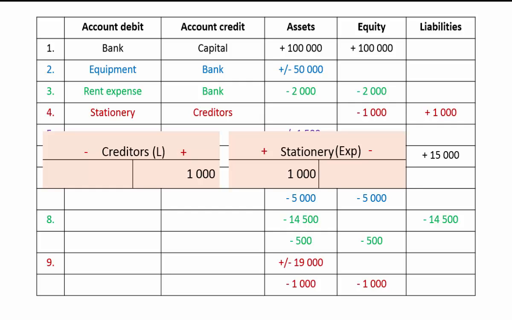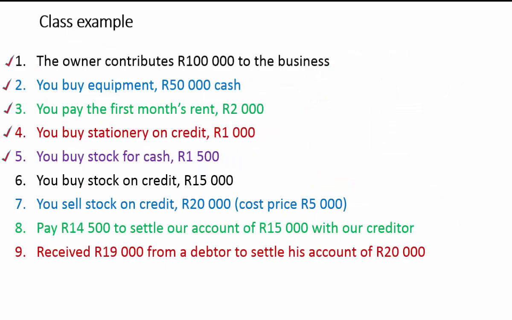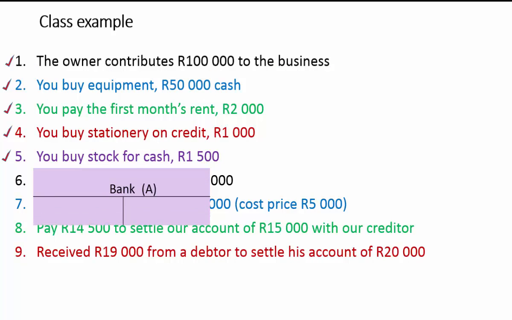Filling this in on the accounting equation table, we have credited our creditors and debited our stationery. Once again, like in number 2 and 3, we have debited what we've bought. This time we haven't credited the bank, but we've credited creditors, but we still debited what we bought or what we paid for. Transaction number 5, you buy stock for cash, 1,500 Rand.